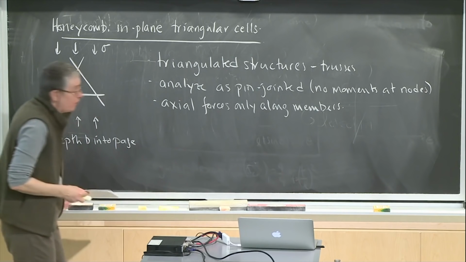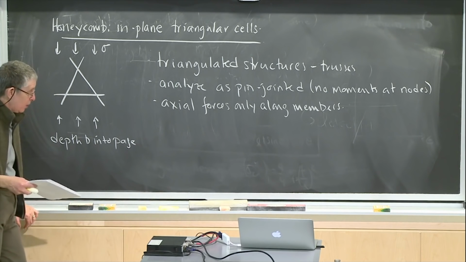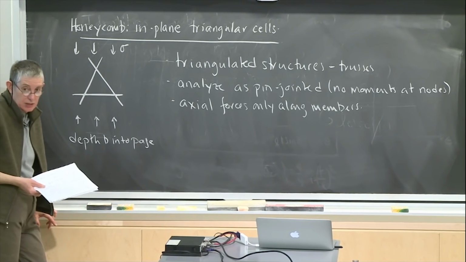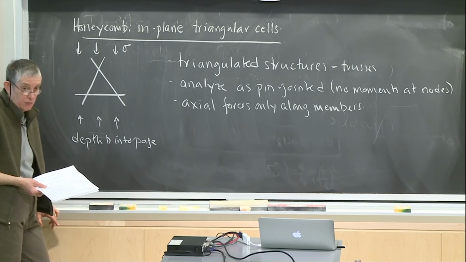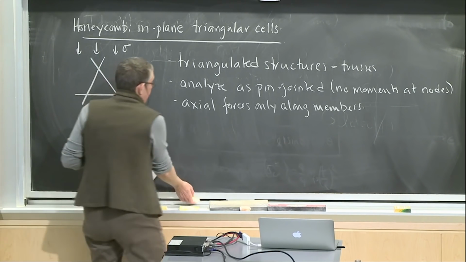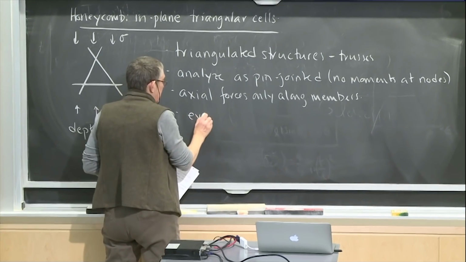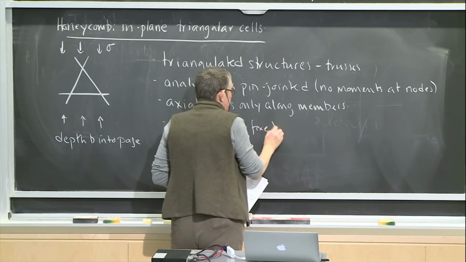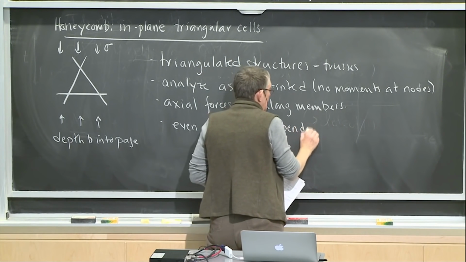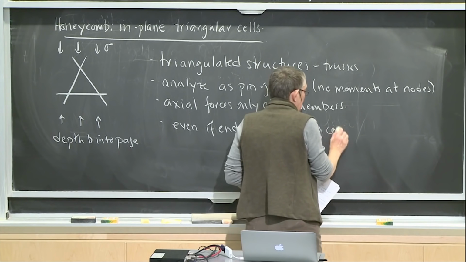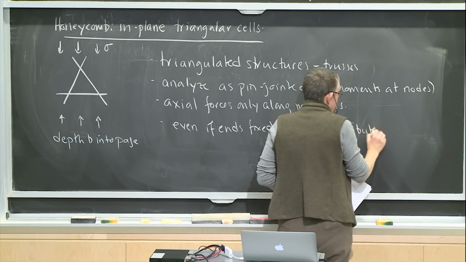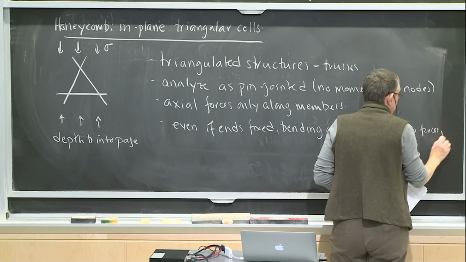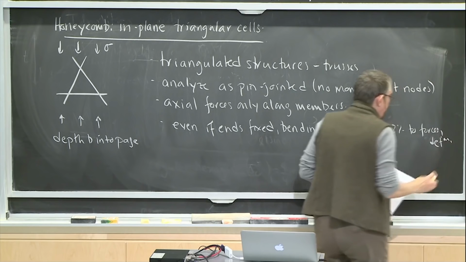And even if the nodes were fixed, as they are in these ceramic honeycombs, you can show that if it's triangulated, even if you accounted for any bending, it really is a very tiny contribution to the deformation and the forces. It's less than a couple of percent. And so I'll say, even if the ends are fixed, I'll just say the bending contributes less than 2% to the forces and the deformation.